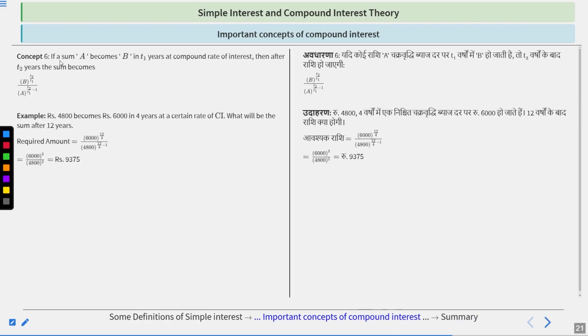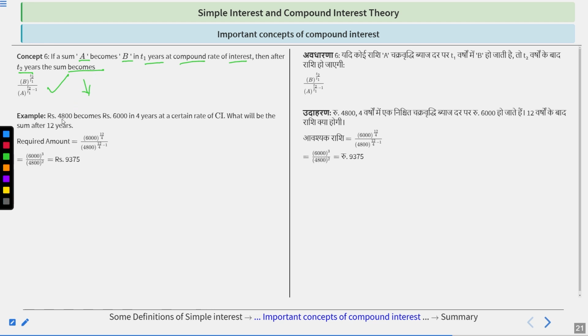concept 6. If a sum A becomes sum B in T1 years at compound rate of interest, then after T2 years the sum becomes B to the power T2 upon T1 upon A to the power T2 upon T1 minus 1. Clear? So take an example to understand this formula. The question says, if a sum A becomes B in T1 years at compound rate of interest, then after T2 years the sum becomes.